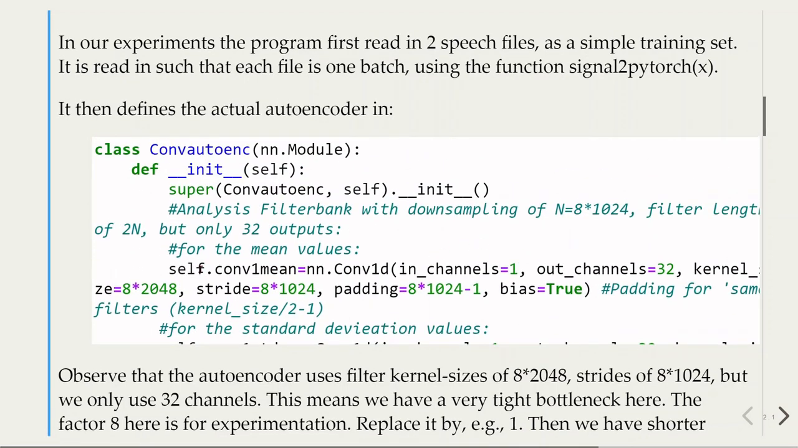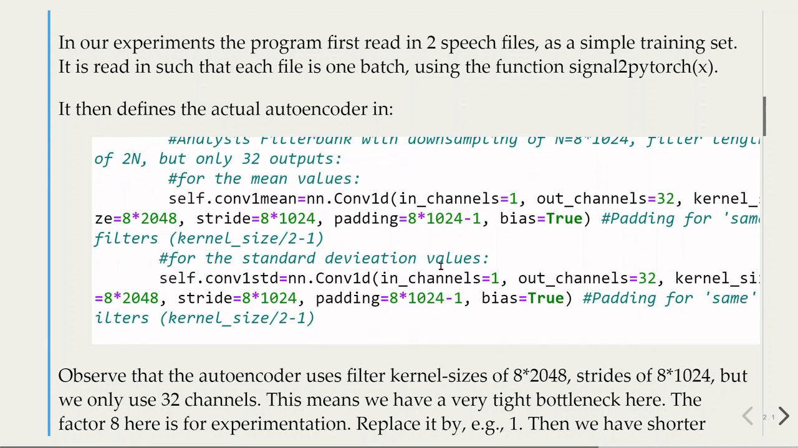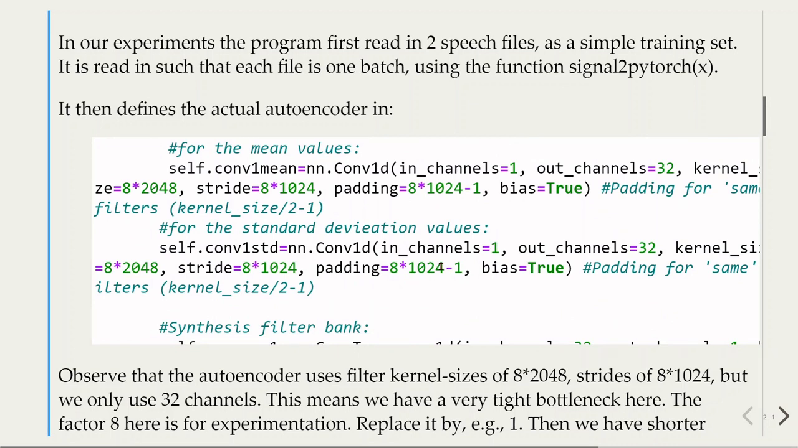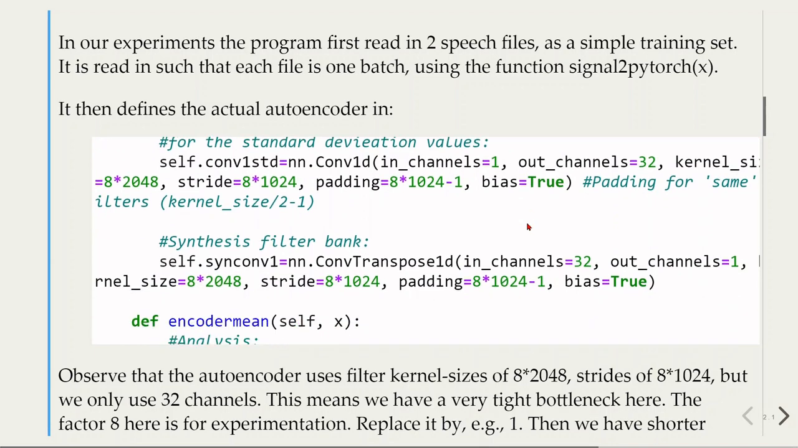So we have here self conv1 mean, and we will use 32 output channels, kernel size of 8 times 2048, and the stride of 8 times 1024. For the standard deviation values, we use the same characteristics, so it's 32 channels, 8 times 2048 for the kernel size, and 8 times 1024 for the stride. This will be this convolutional layer for the standard deviation values. Then we have the synthesis filter bank, and we are using the convolutional transpose 1D.